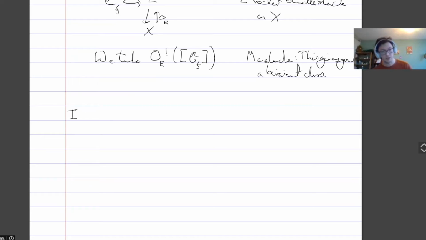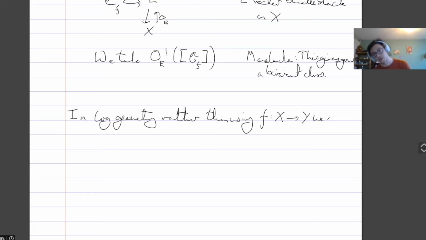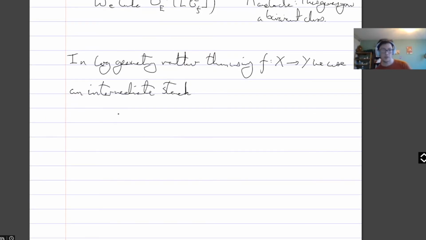So in log geometry, rather than using F as a map X to Y, we use some sort of intermediate stack, so it only depends on Y, it doesn't depend on X. So you have X maps to log Y maps to Y. And really we study something like the cotangent complex and the intrinsic normal cone, and in general the theory of deformations here.